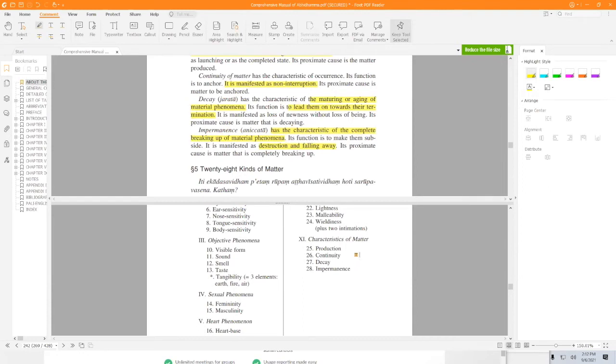I have to say that some of the classifications of material phenomena are a bit strange to our contemporary ways of thinking. Like we think of material phenomena by way of cells, molecules, atoms, subatomic particles, all the way down to quarks. But this is the way the ancient Indian Buddhists classified material phenomena.